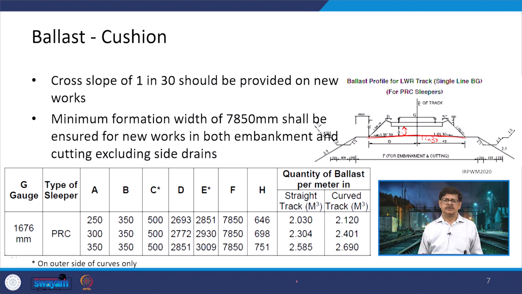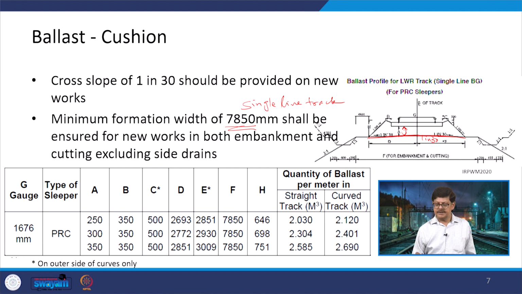If the track is simply being renewed and not everything is being taken out, then we maintain that 1 in 40, but if we are doing a complete renewal, then we go for 1 in 30. Now, the minimum formation width we have discussed previously when we talked about the permanent way and the tracks for single line and double line systems. For a single line system, it is 7850 mm, which needs to be ensured. You have to be careful that this is for a single line track, though we have discussed this previously.